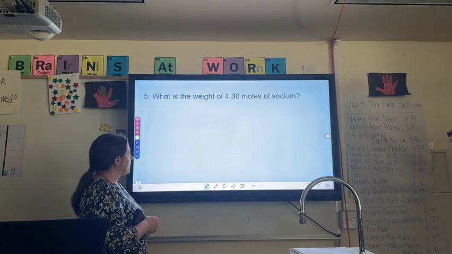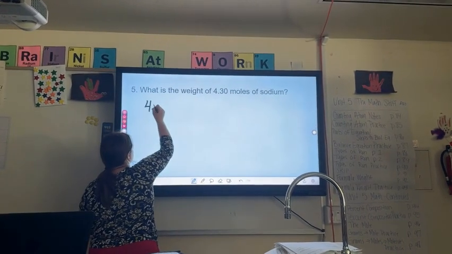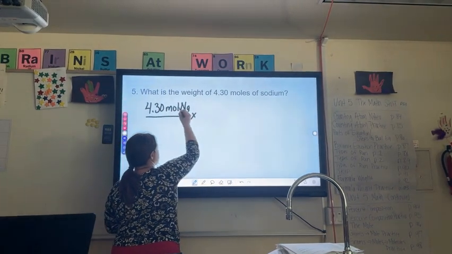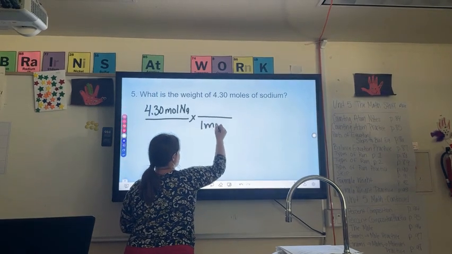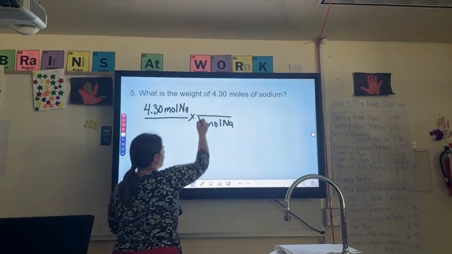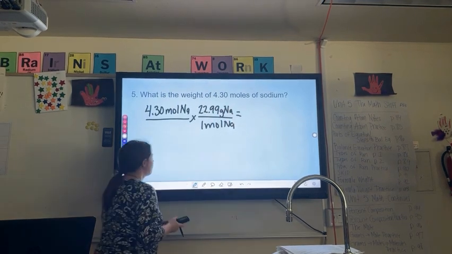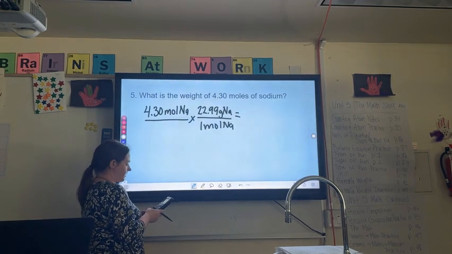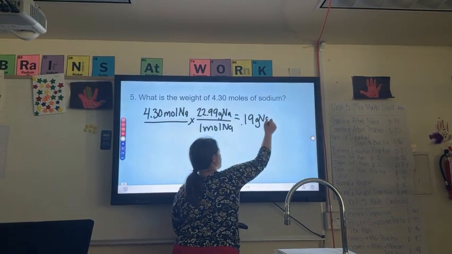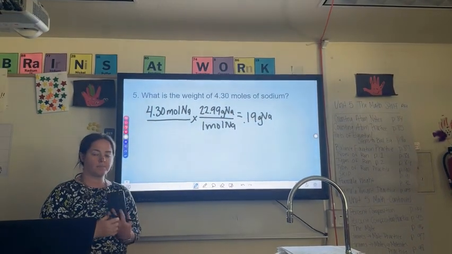Number 5 says, what is the weight of 4.3 moles of sodium? So we're solving for grams. We're starting with moles. So 4.3 moles of sodium. If I have moles at the top, I know I need moles at the bottom, so that's 1 mole. And then the grams of sodium is going to go at the top, which is 22.99. So 4.3 times 22.99 is equal to 98.86 grams of sodium. Take a few minutes to see if yours matches mine. If you still have questions converting grams to moles and moles to grams, please check in with your teacher.